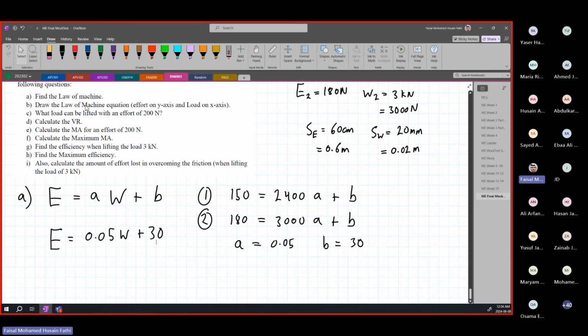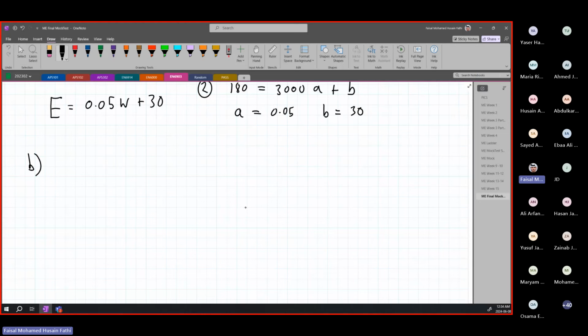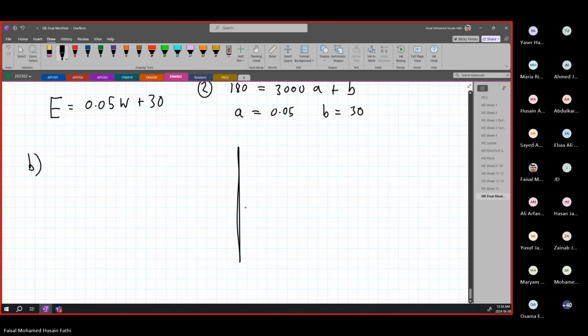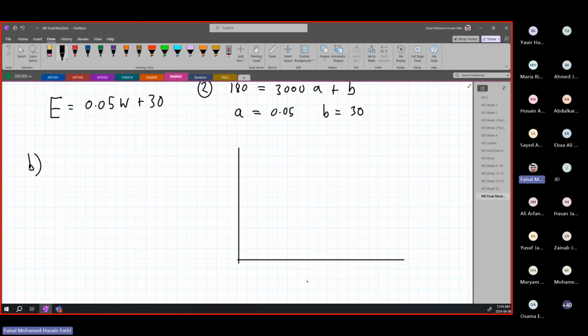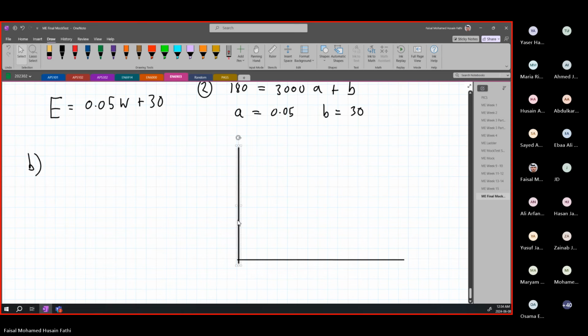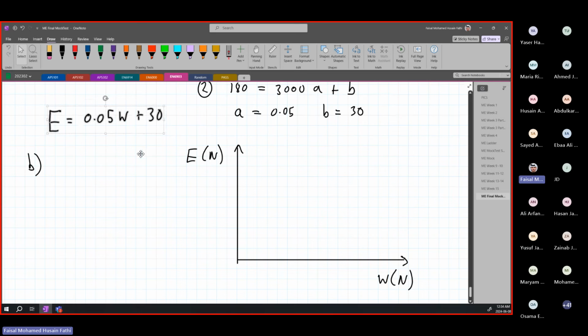Part B says draw the law of machine equation, effort on y-axis and load on x-axis. They even clarify the axis that you need to do. So the way you will draw this is, this is our x and y axis. Our y is going to be our E in newtons, and our x is going to be our W in newtons. You're going to be using the equation that we have found earlier to plot the points, all right?